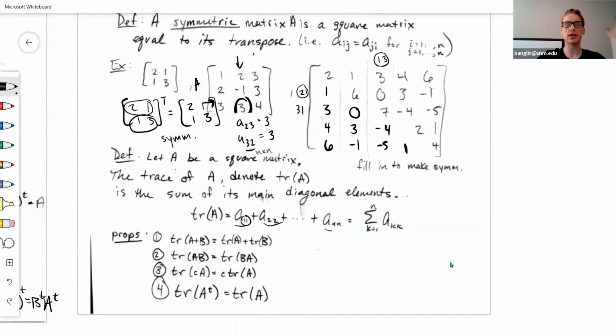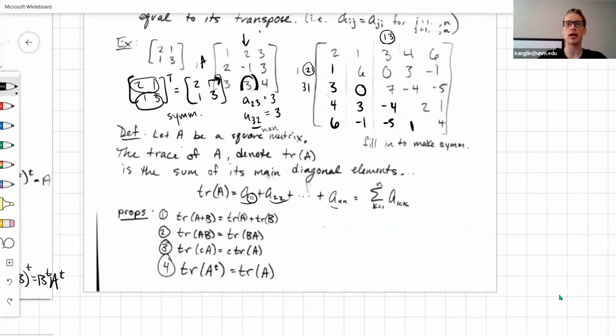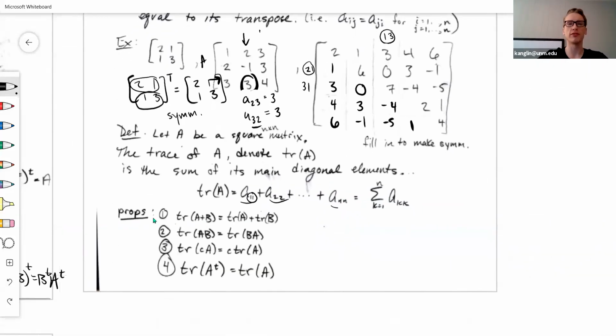Quick properties of the trace. Like I said, we're not going to see much of trace in our class, so let's just briefly gloss over these. The trace of the sum is the sum of the two traces. That's nice. The trace of AB is the same as the trace of BA. So while matrix multiplication doesn't commute, the trace of a matrix multiplication doesn't care which order you multiply in. That's nice.